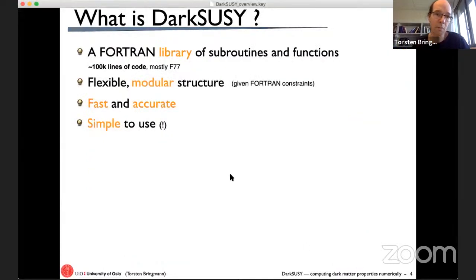Okay, so technically, what is DarkSUSY then? It's just a library of Fortran functions. So DarkSUSY is written in Fortran.